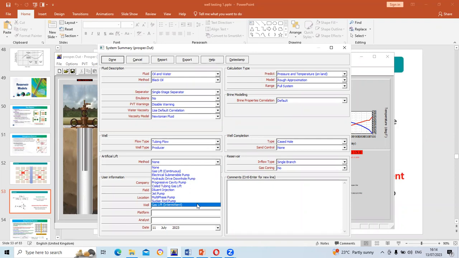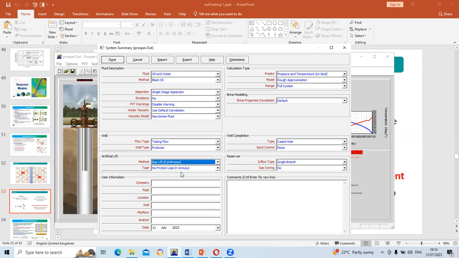Continuous means that you are injecting the gas continuously inside the tubing. Intermittent simply means that you are injecting it at intervals. Maybe you inject for 2 days and you wait for 5 days, inject again for 2 days. So there's a frequency at which the injection is taking place. So we may have continuous gas lift or intermittent gas lift. So let's just probably take continuous.